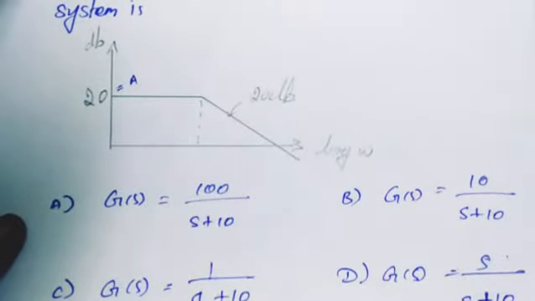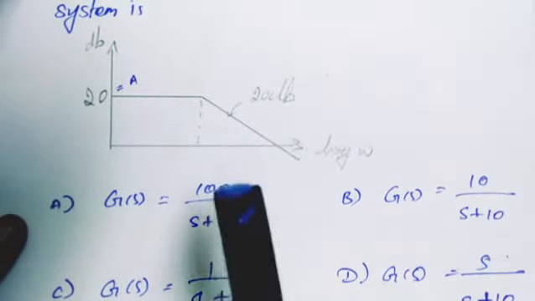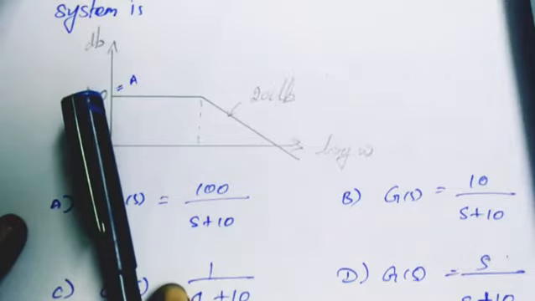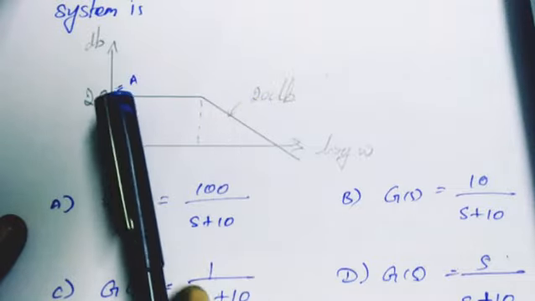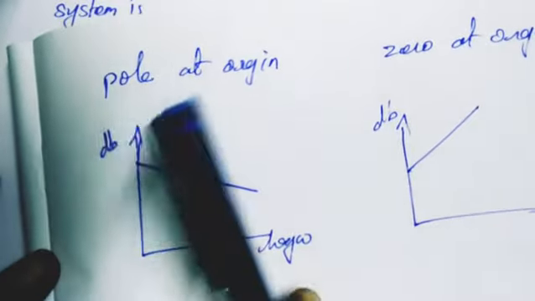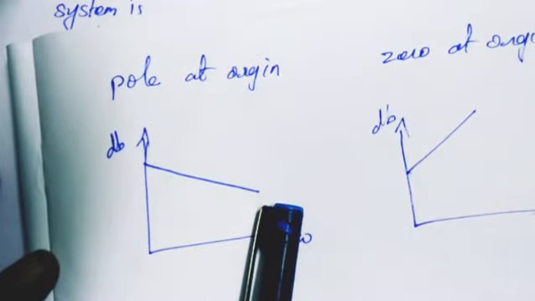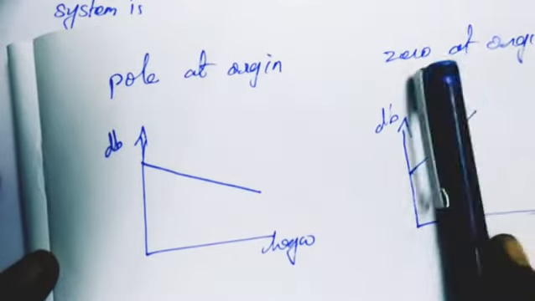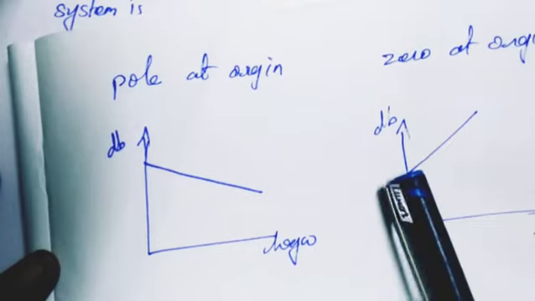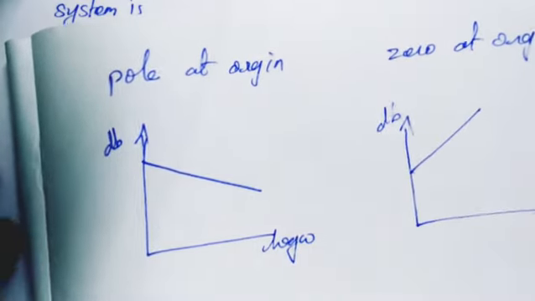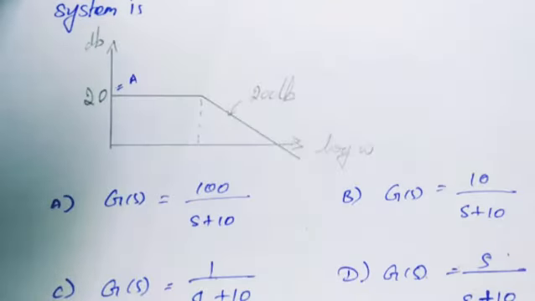Seeing the plot itself, we can say it is a type 0 system because there is a horizontal line at the initial position of the plot. Suppose if there is a pole at the origin, there will be a downward slope at the initial position of the graph. Otherwise, a zero at the origin means there will be an upward slope at its initial position. Here we have a horizontal line, so there is no pole and no zero at the origin. So we can now easily omit this option.